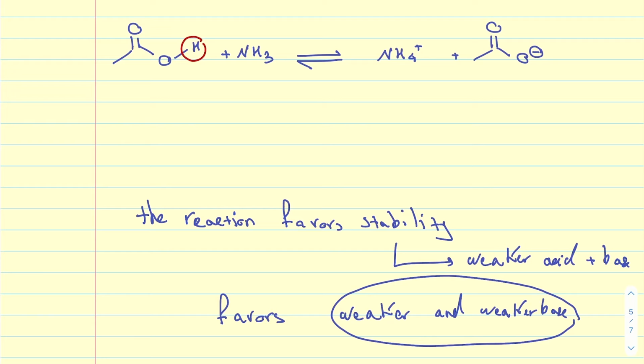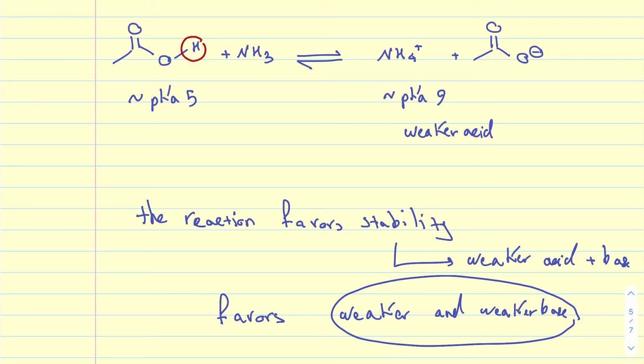On the left side of the reaction, my acid is acetic acid. On the right side of the reaction, my acid is ammonium. Acetic acid has roughly a pKa of close to 5. Ammonium has a pKa of close to 9, 10, something in that neighborhood, meaning that my weaker acid is going to be ammonium.